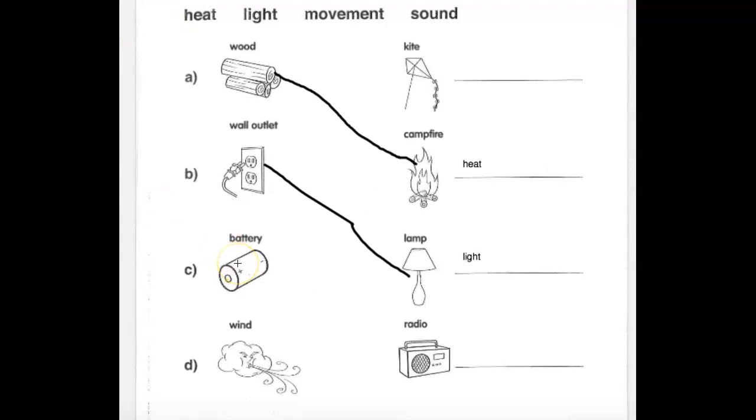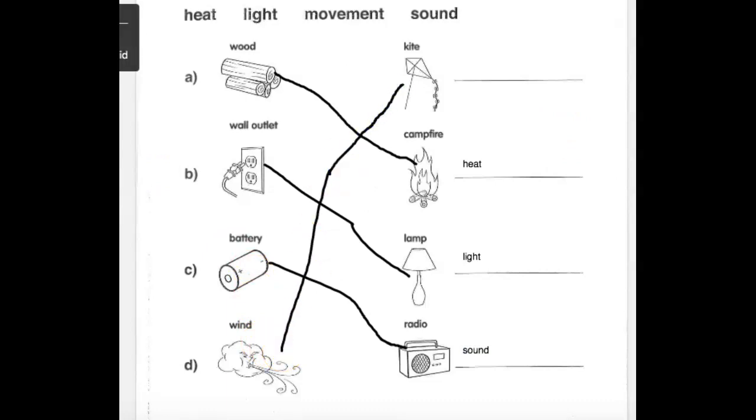Next one is a battery. So does that produce energy for a kite or for a radio? For a radio. And what do we get from that? Heat, light, movement, or sound? We get sound from the radio. And our last one is wind. It produces energy for a kite. And that energy produces movement. Very good. So now we're going to move on to our book.